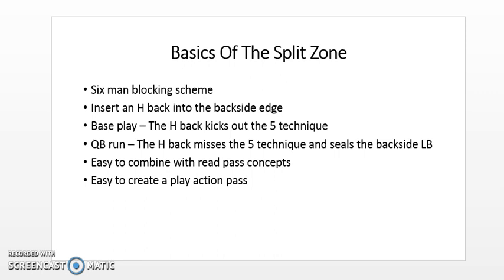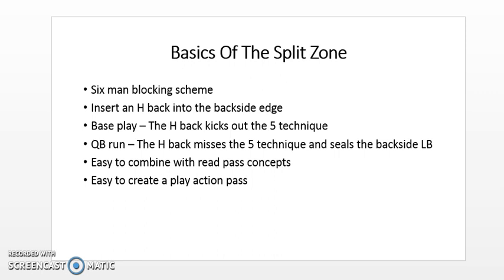If we want to tag it where the H-back will then seal the linebacker inside, he will run past the H-back, miss the H-back to the outside, and then seal the linebacker inside. The quarterback will then read that defender, pull the ball if it's a quarterback run, and then he has a lead blocker on the edge. Obviously, this is a good change-up to have if you have an athletic quarterback that can run the football.